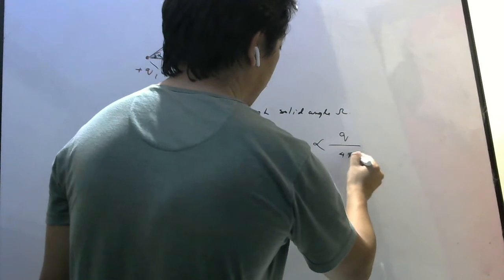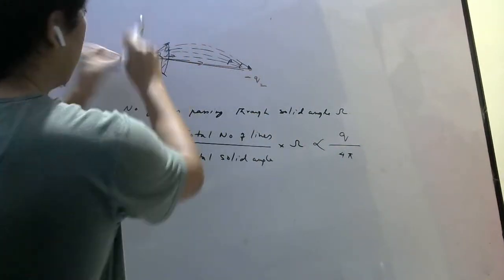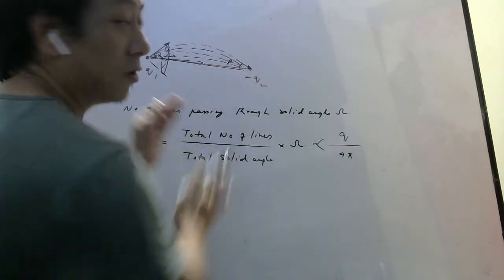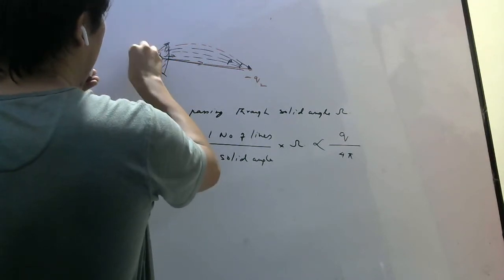Total solid angle will be 4 pi. Yes or no? For full, because the lines will spread in all directions, no? So nearby here, this charge will have almost no effect. So while starting, it will start in all directions like this.